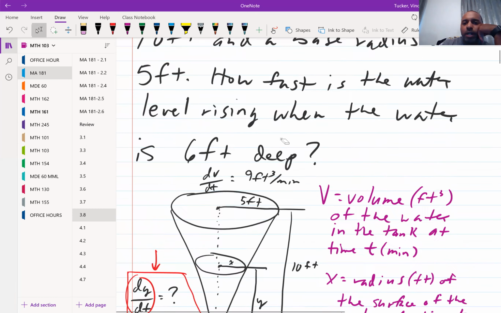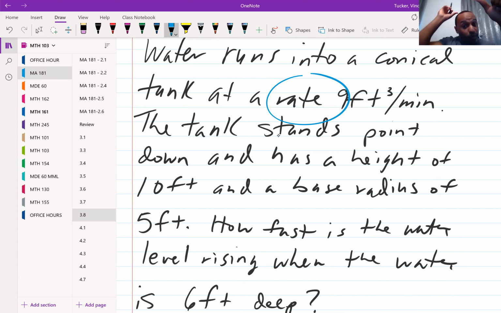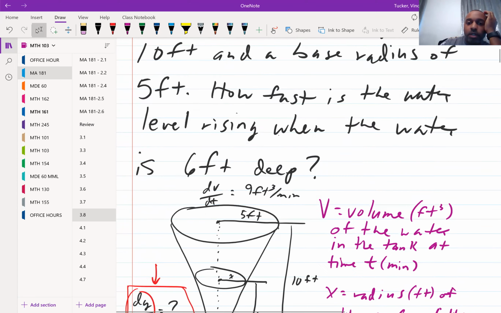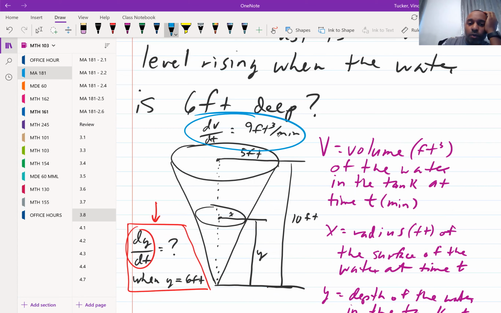Oh, also, I didn't point out, let me scroll up. Once again, your rate is going to be a derivative. And here it says the water runs into a conical tank at a rate of 9 cubic feet per minute. So that is the total rate, the derivative of the volume of the tank with respect to t. That's how much it's rising at.